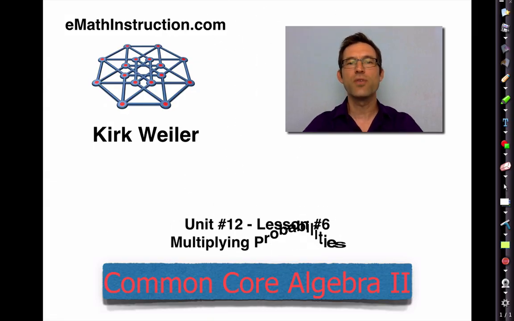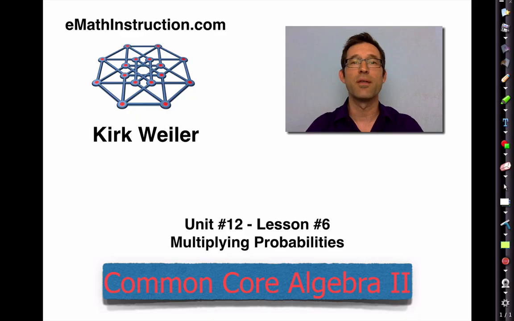Today we'll be doing Unit 12, Lesson number 6 on multiplying probabilities. This is the last lesson in our probability unit, but we'll be using probability in the next unit for statistics in order to quantify how likely statistical results were to have happened. So, keep that in mind as we move through this lesson and into the next unit. Let's jump into exercise number 1.